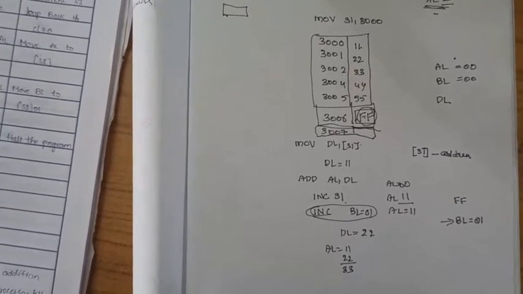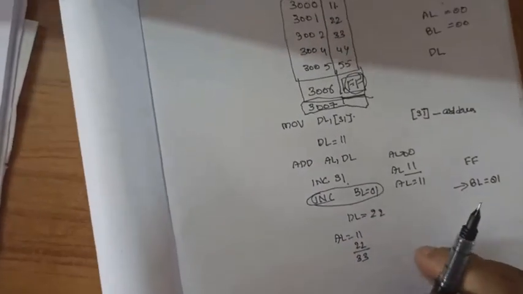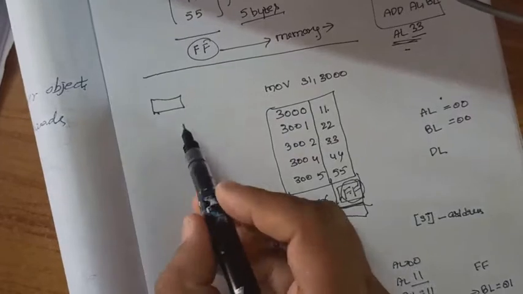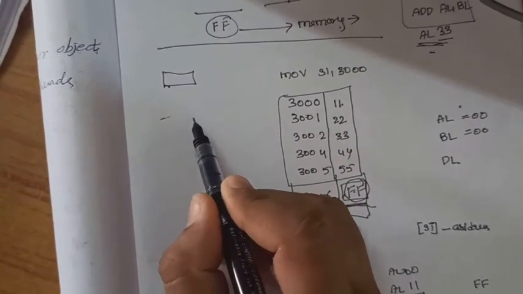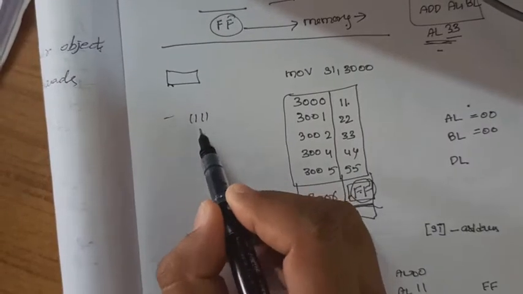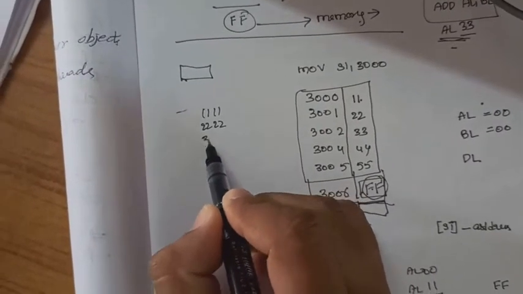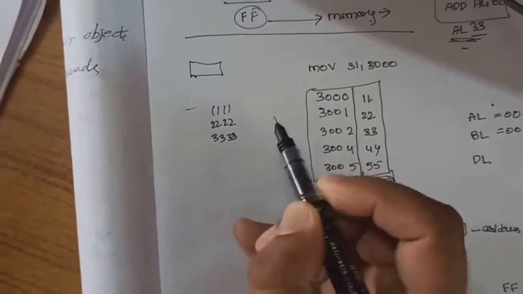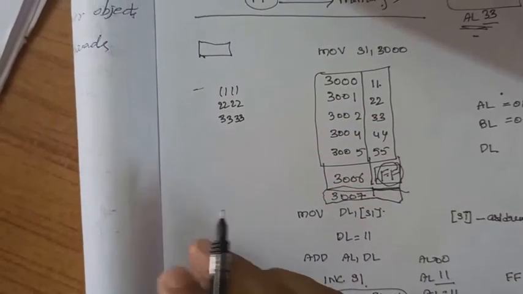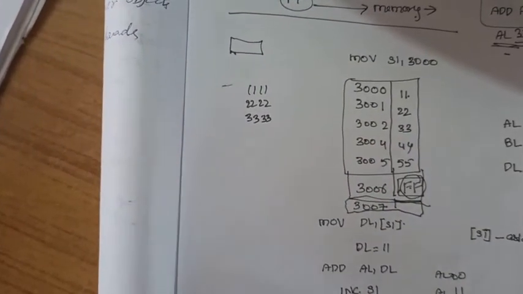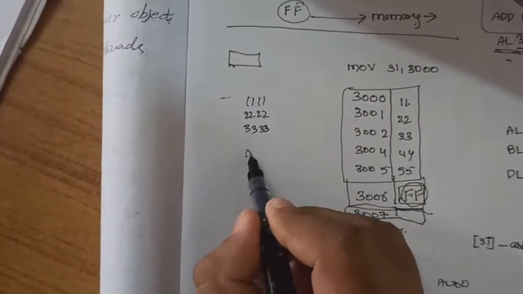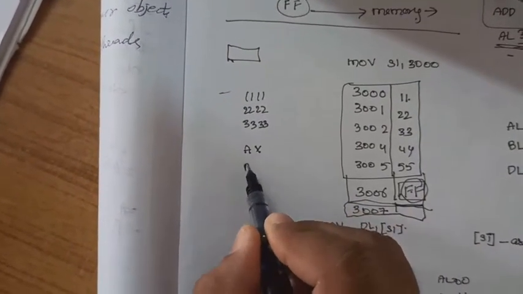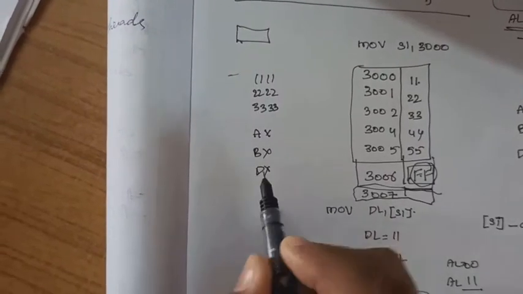Thank you. Similarly, we can also do word addition, a series of n words. For example, I want to add 1111, 2222, 3333. Suppose I want to add these 3 words. The same program can be modified for a word format by using registers AX, BX, DX.